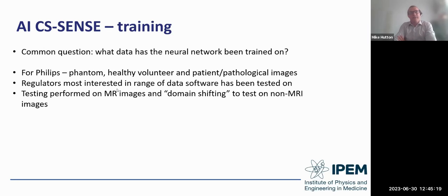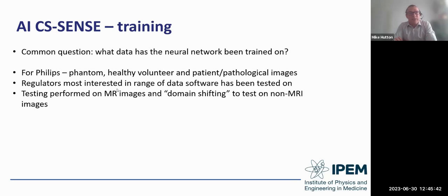So a common question, and it probably always gets asked when we start talking about AI reconstruction techniques, is what data has that neural network been trained on? So the answer for Philips is that it's been trained on a combination of phantom, healthy volunteer, and patient and pathological image data. So it's been trained on all three.